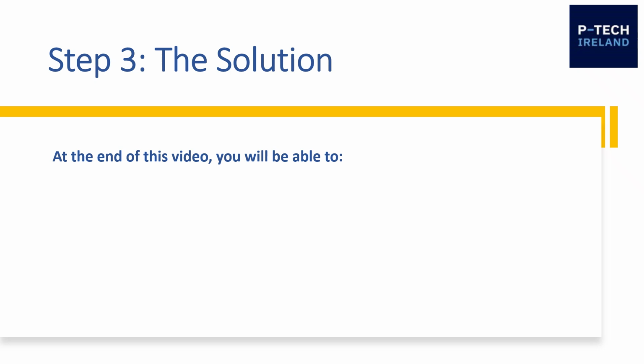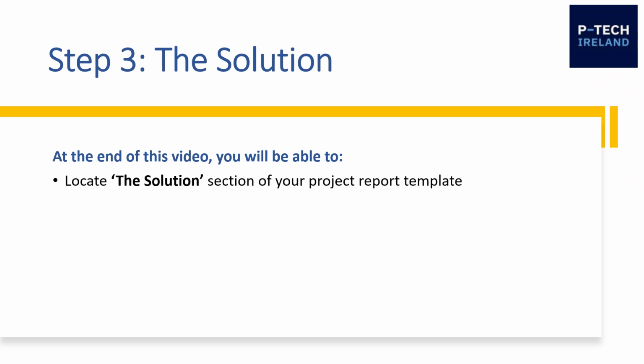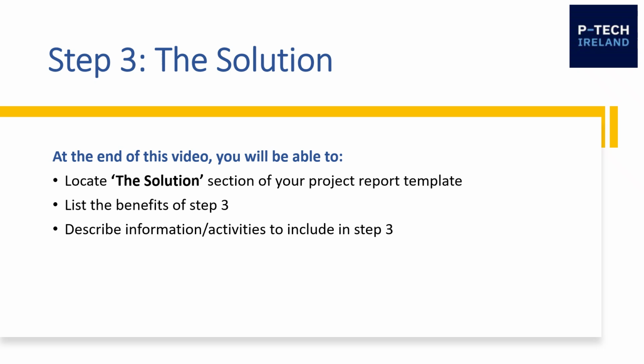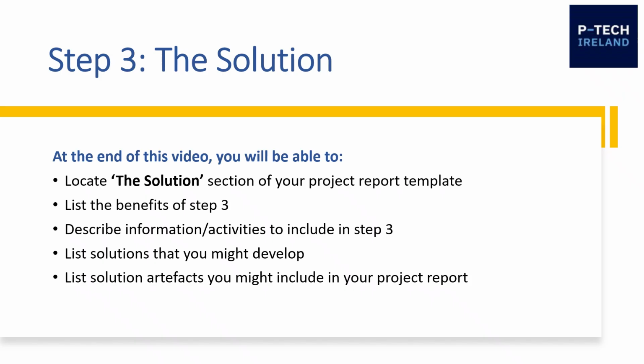At the end of this video, you're going to be able to find the solution section of your project report template. You'll be able to list the different benefits of step 3. Why is this step important? And what skills are you learning when you take this step? You'll be able to describe the different types of information and activities that you can include in this step of your project. You'll be able to list different types of solutions that you might use within your project. And you'll be able to list some examples of artifacts that you might include in the solution section of your project report.